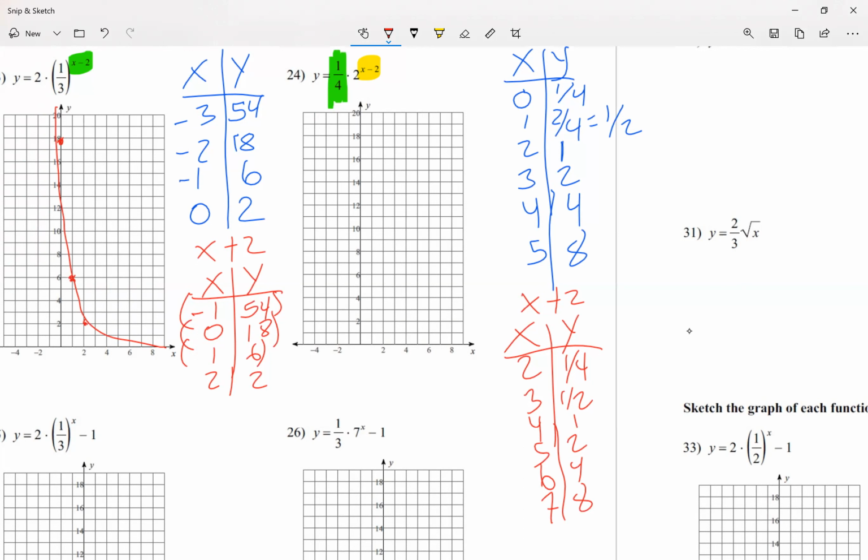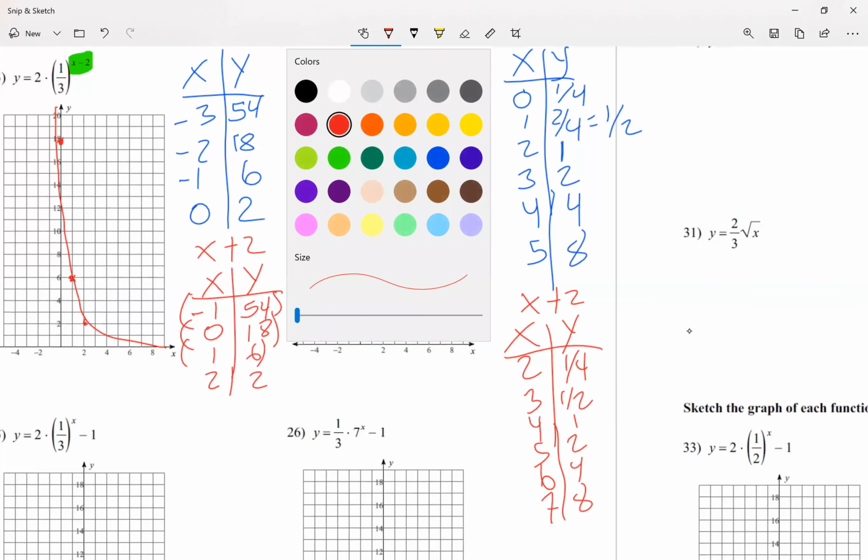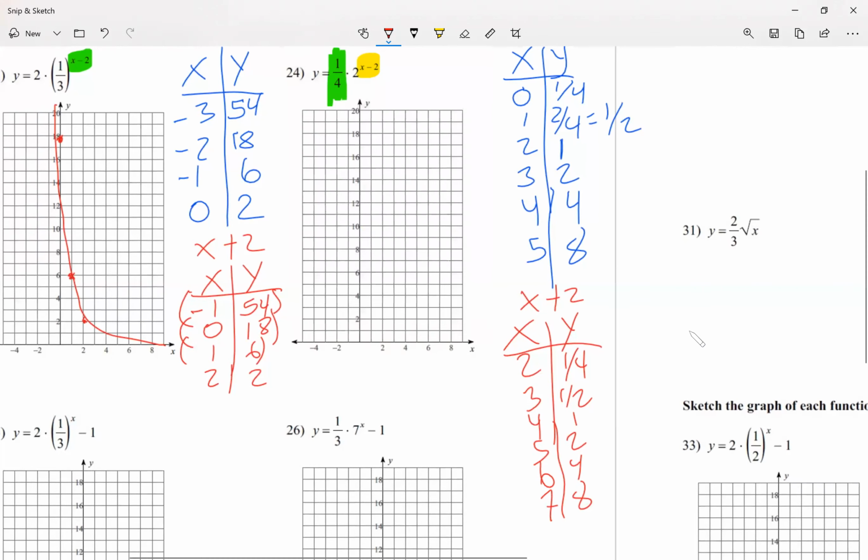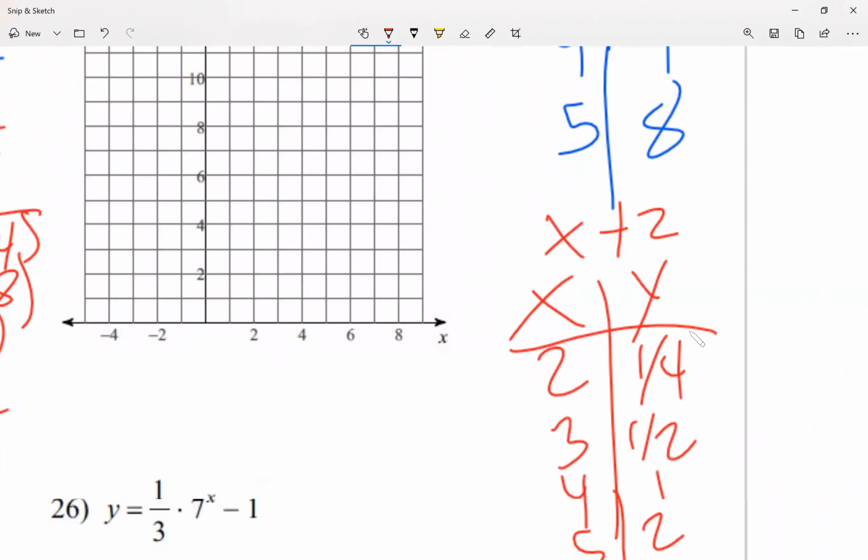All right, so let me plot these points. 2, 1/4. Ooh. Let me see what I can do here. 2 and 1/4. It's about there. 3 and 1/2. It's about there. 4, 1. Now that's easy to graph. 5, 2. 6, 4. And then we have 7, 8.